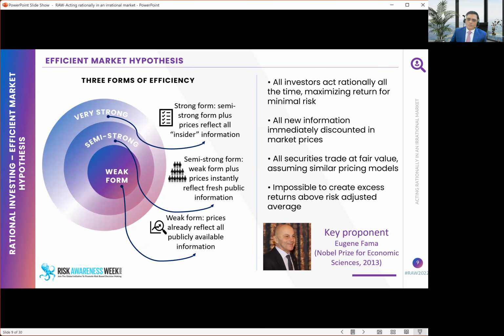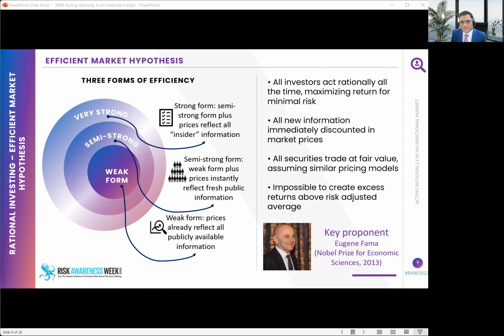So what do we mean by rational investing and the efficient market hypothesis? According to this theory, we are making certain assumptions. The first is that all investors are acting rationally all the time, and they are always trying to maximize the return while minimizing the risk. There are other assumptions in the efficient market hypothesis: that all new information is immediately available to everyone simultaneously and is therefore immediately discounted in the price.